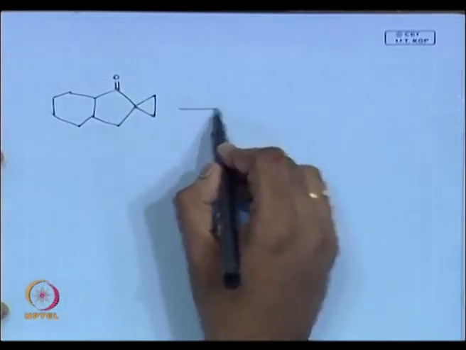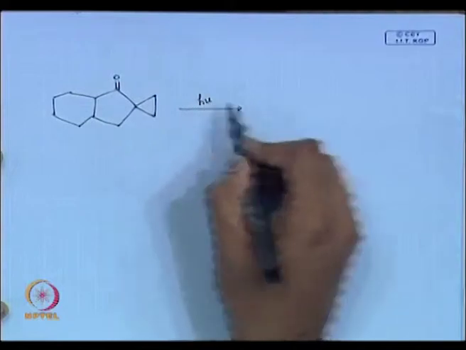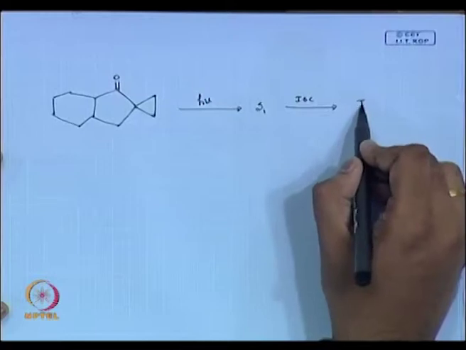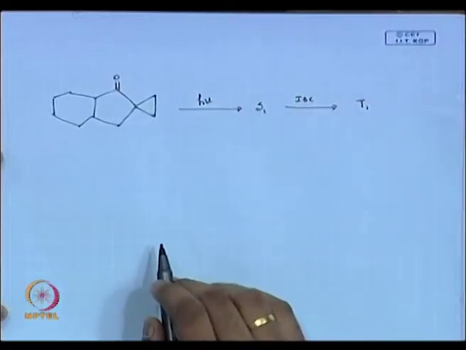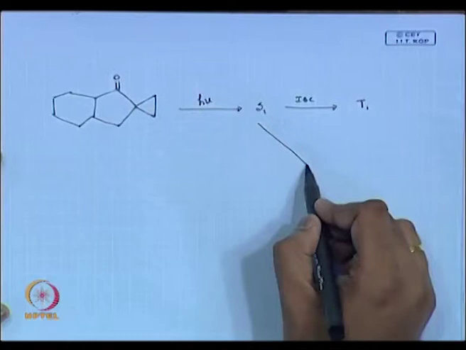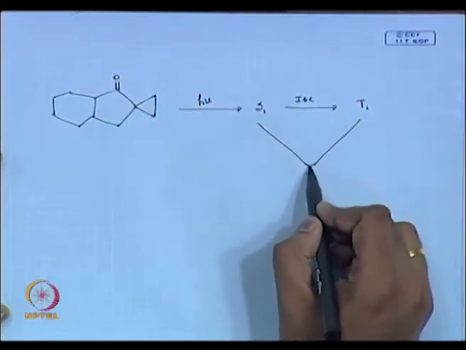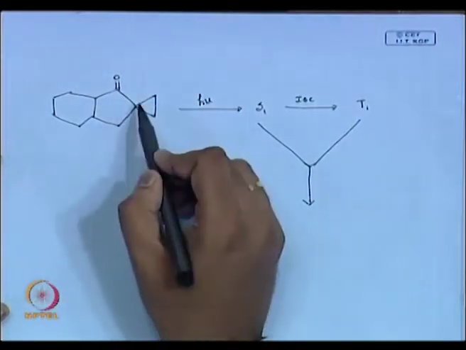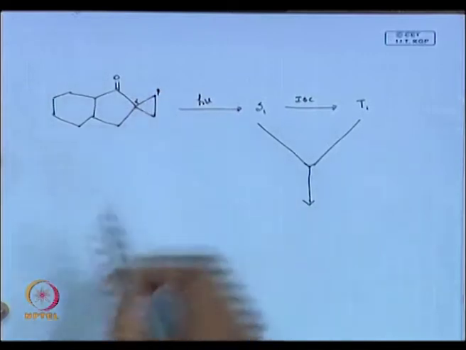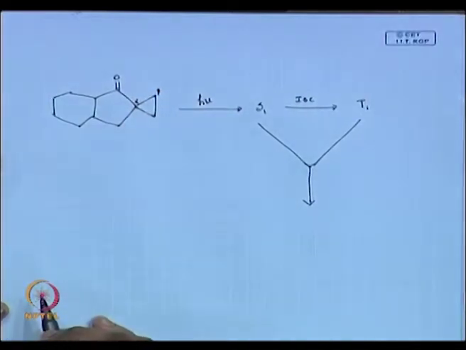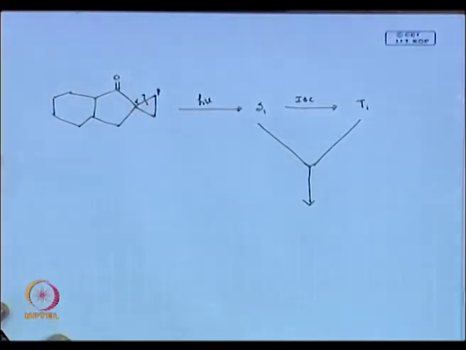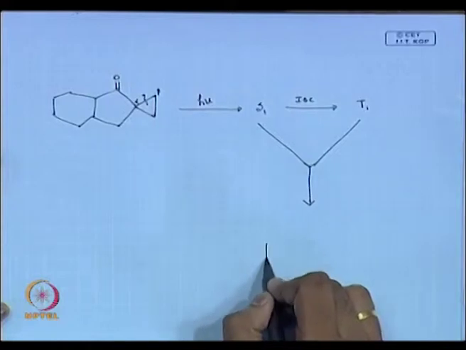Then how does the photochemistry work? You will say that it goes to S1, it can undergo intersystem crossing to give my T1, and the chemistry can happen from both my excited states, to give me a bond cleavage. So, I want to break my bond. This is alpha and this will be beta. So, can I cleave here? So, I can cleave this.